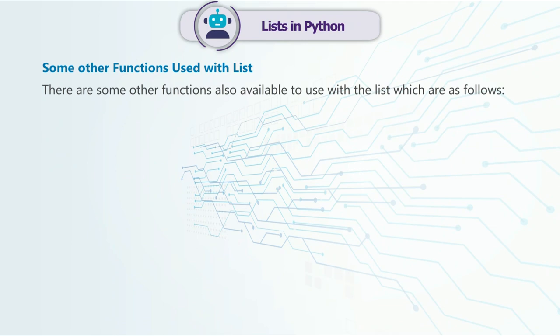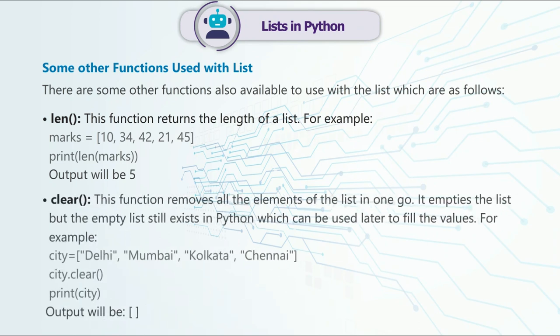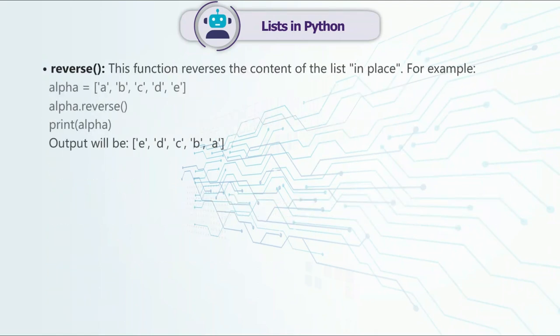Some other functions used with list. There are some other functions also available to use with the list, which are as follows. Len. This function returns the length of a list. For example, output will be 5. Clear. This function removes all the elements of the list in one go. It empties the list, but the empty list still exists in Python, which can be used later to fill in values. For example, output will be [].